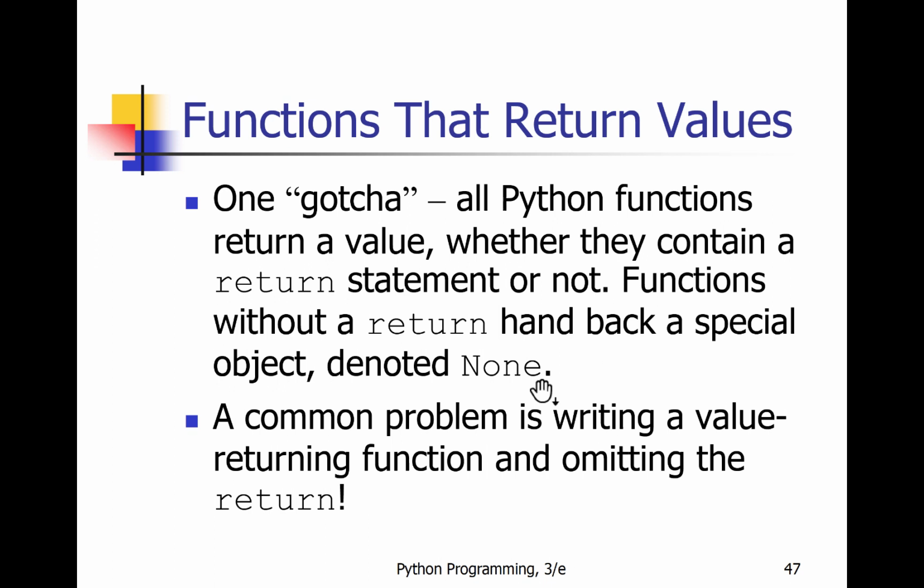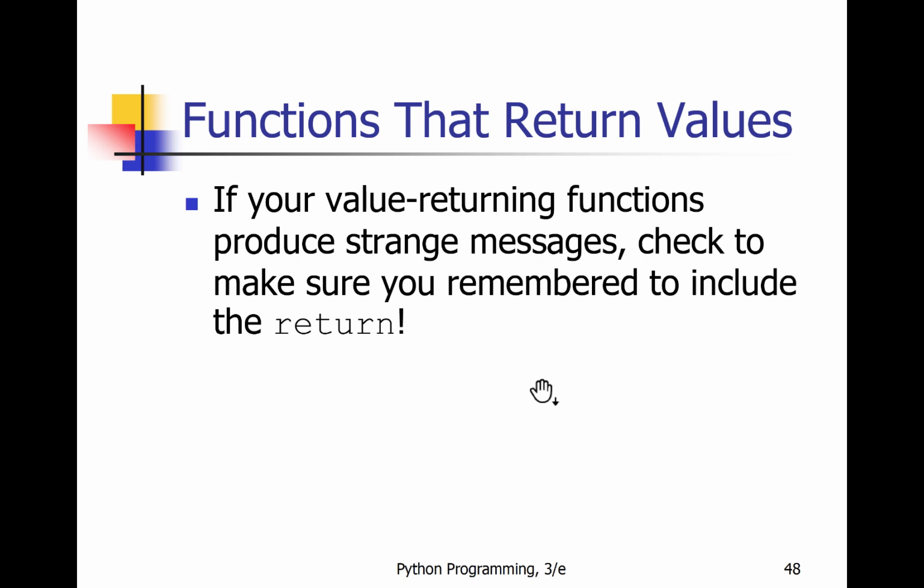Well, what's the sign of that? The answer that comes back to the calling code is a value None. Normally, that's not a value that works in the context of the calling code, and you get some kind of exception condition that stops the program. So if you see an exception condition come back that stopped the program and it has to do with the value None, the first thing you should think of is, oh, I called a function that was supposed to return a proper value, but I never returned it. Okay? So all functions return some value. If you don't return an explicit value, it will return the value None for you. So if your value returning functions produce strange messages, check to make sure you remembered to include the return.